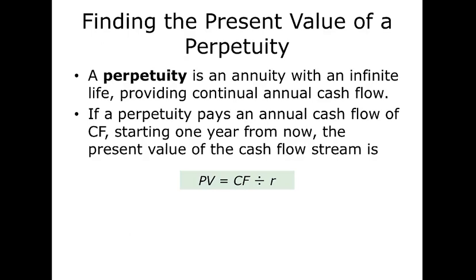The third type of cash flow is the perpetuity. A perpetuity is like an annuity in that each of the payments occur at the end of the period and each of the payments are equal. However, unlike an annuity, there's not a future value.